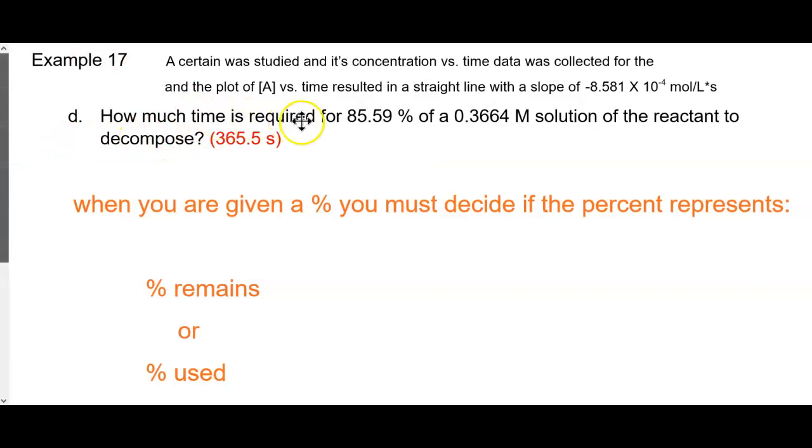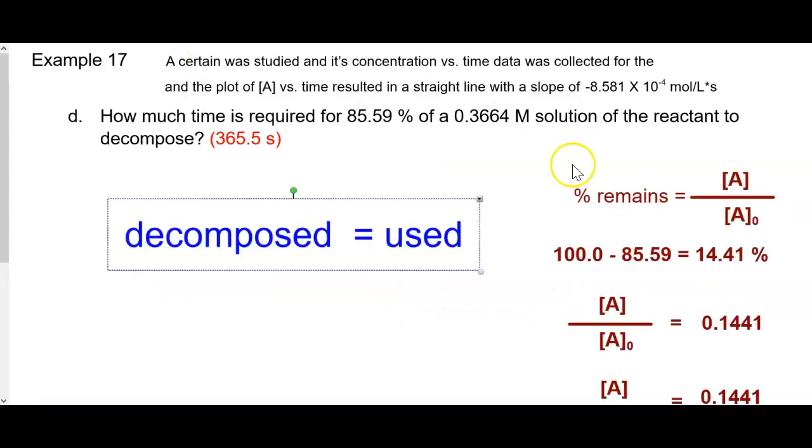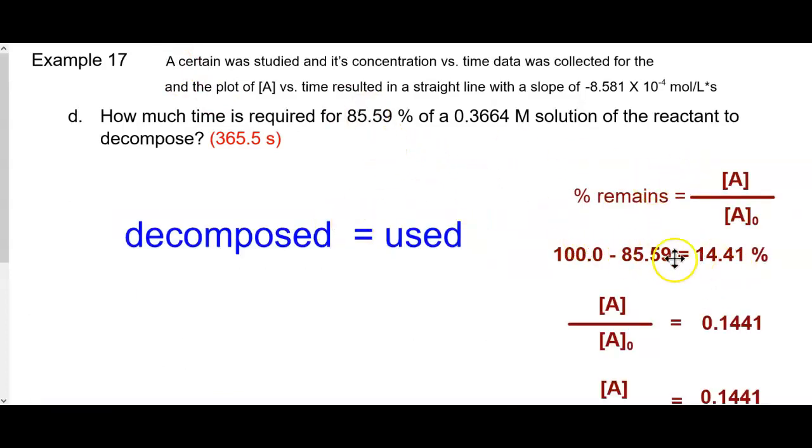For part D, how much time is required for 85.59% of a 0.366 molar solution of the reactant to decompose? We have a percent. We must decide if that percent represents percent remains or percent used. If it decomposes, it means it used up, right? Decomposes means it's used. So we're going to have to subtract from 100. 100 minus 85.59 is 14.41.